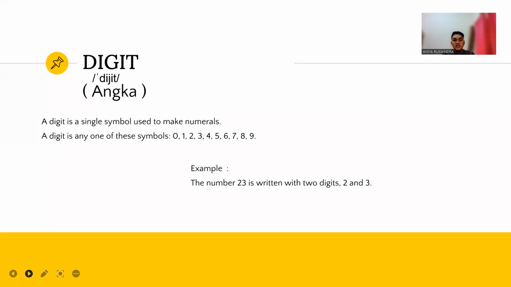Next vocabulary is digit. For pronunciation, it is digit. In Indonesian, it is angka. A digit is a single symbol used to make numerals. A digit is any one of these symbols: 0, 1, 2, 3, 4, 5, 6, 7, 8, 9. For example, the number 23 is written with 2 digits, 2 and 3.